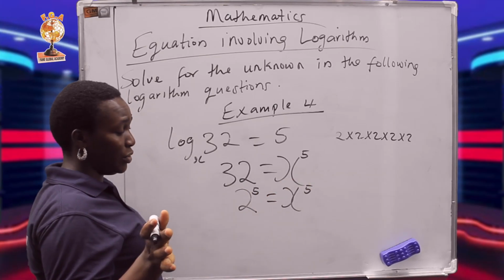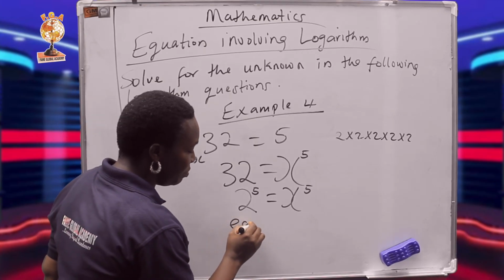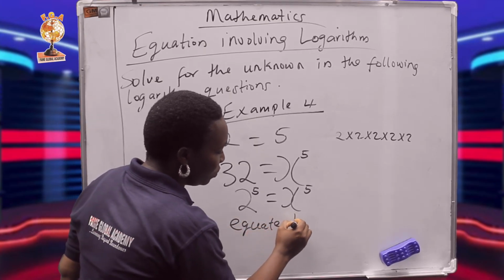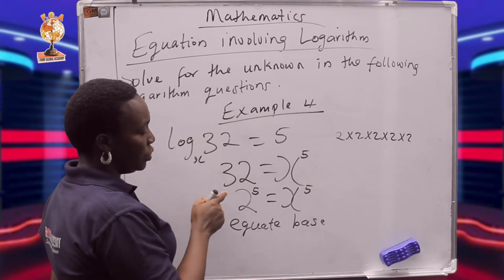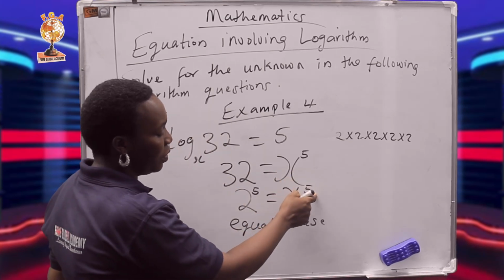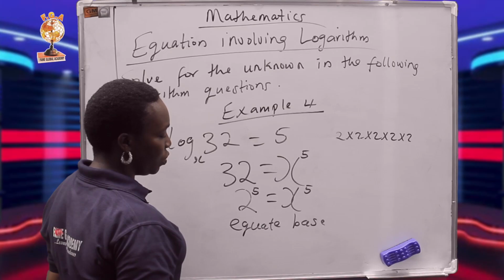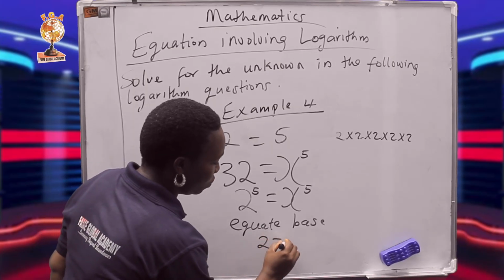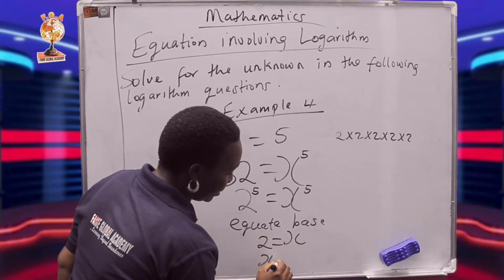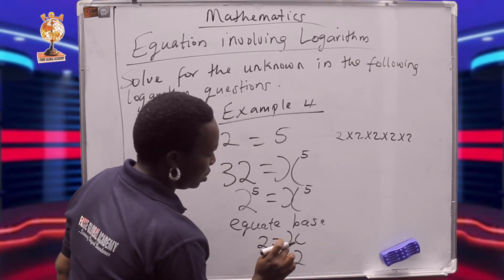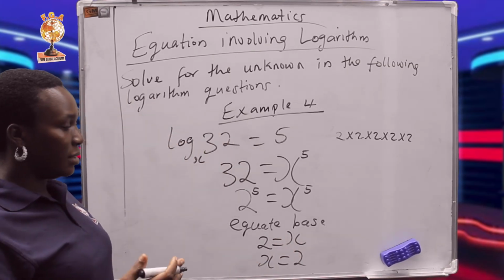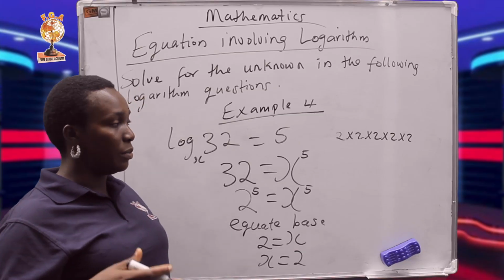So both are now raised to the power of 5. And if that happens, you do what? You equate the base. Say equate what? Base. So this is raised to the power of 5, this is raised to the power of 5. The two powers are the same. You equate the base. So here you say 2 is equal to x, or you say x is equal to 2. They mean the same thing.